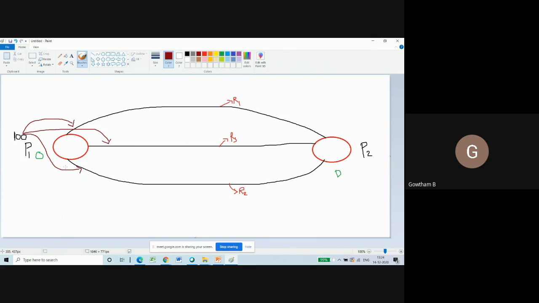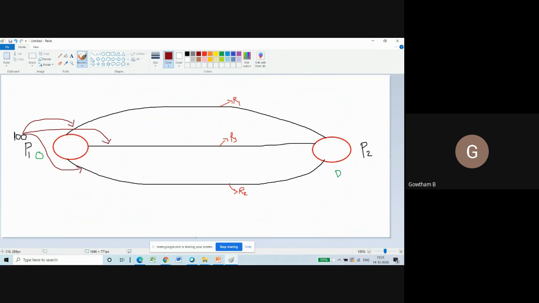I repeat, two places are there, place 1 and place 2. Place 1 I will call the origin and place 2 I will call the destination. To reach from place 1 to place 2, there are three routes available: route number 1, route number 3 and route number 2. Let me assume a total of 100 trips are generated in place number 1. Out of those 100 trips, how many will use route 1, how many will use route 3, and how many will use route 2 to reach the destination.